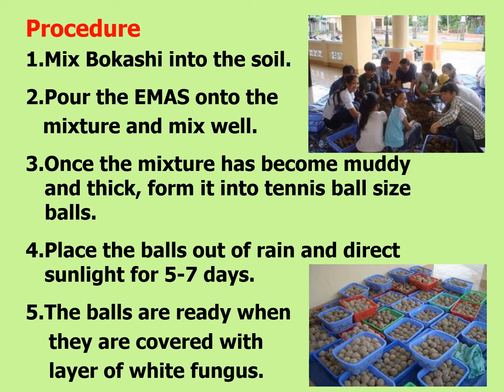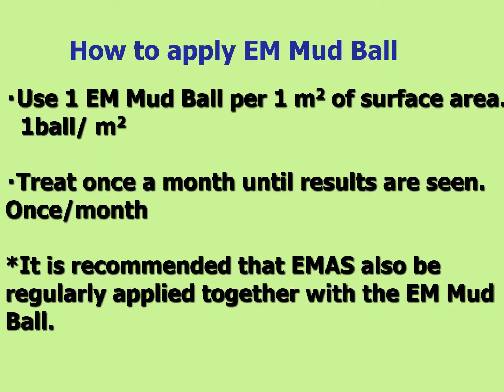Procedure. Mix bokashi into the soil, pour EMAS onto the mixture and mix well. Once the mixture has become muddy and thick, form it into tennis ball size balls. Place the balls out of rain and direct sunlight for 5 to 7 days. The balls are ready when they are covered with a layer of white fungus.